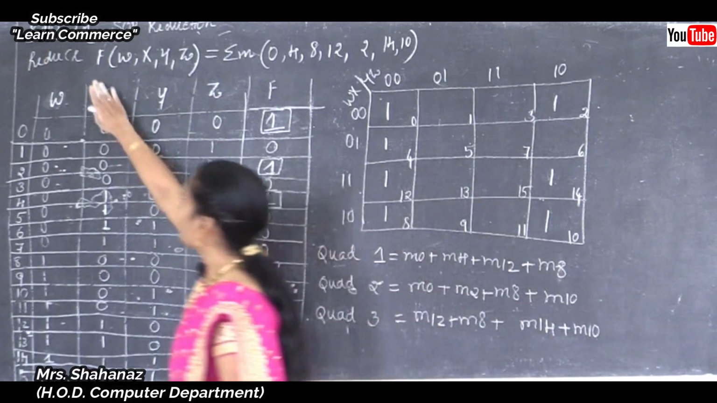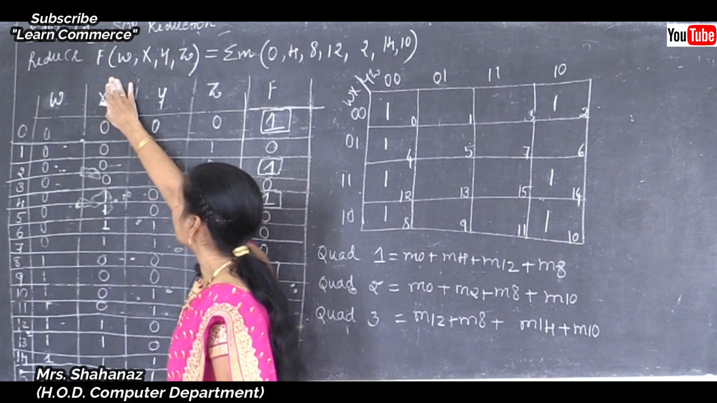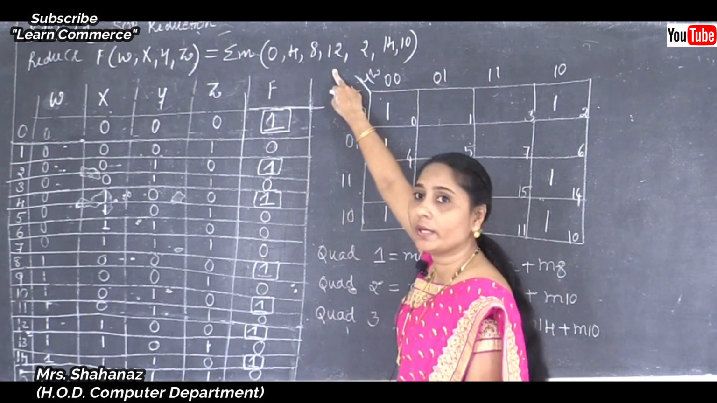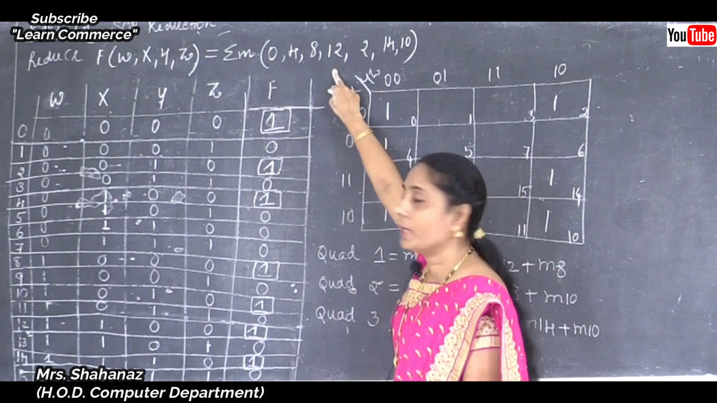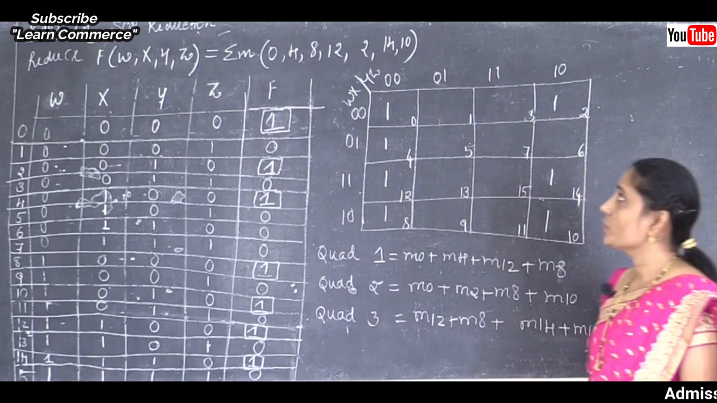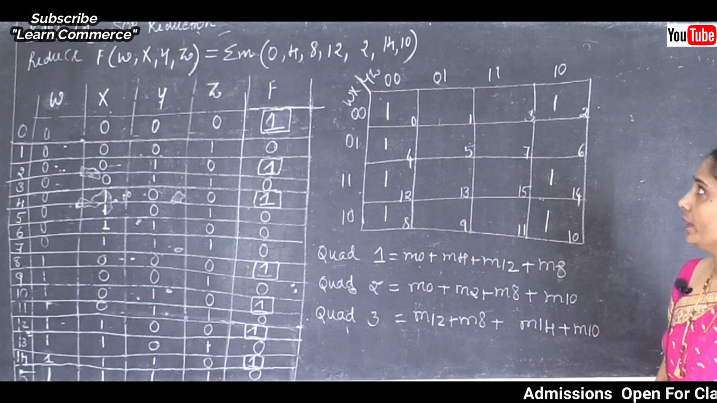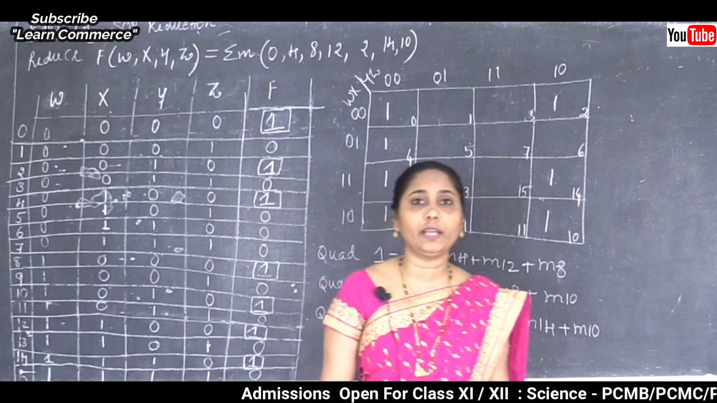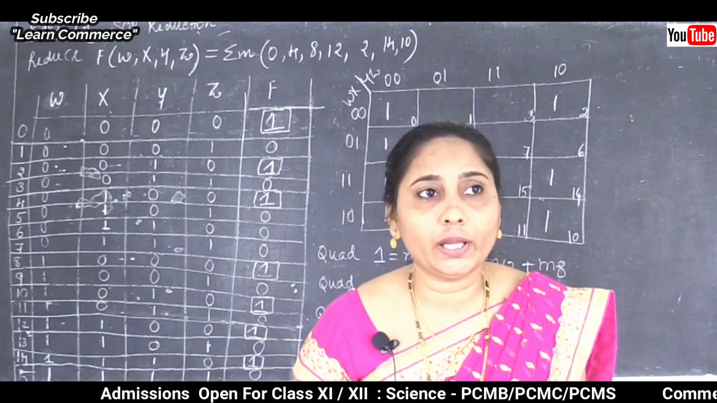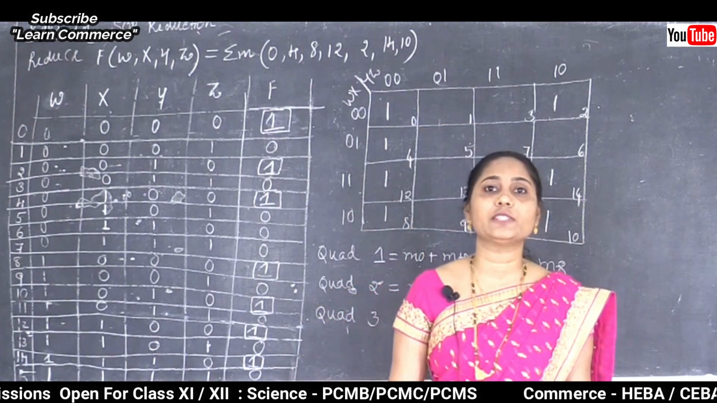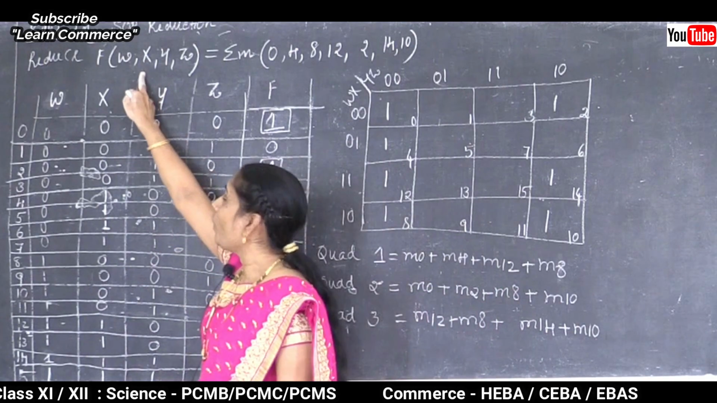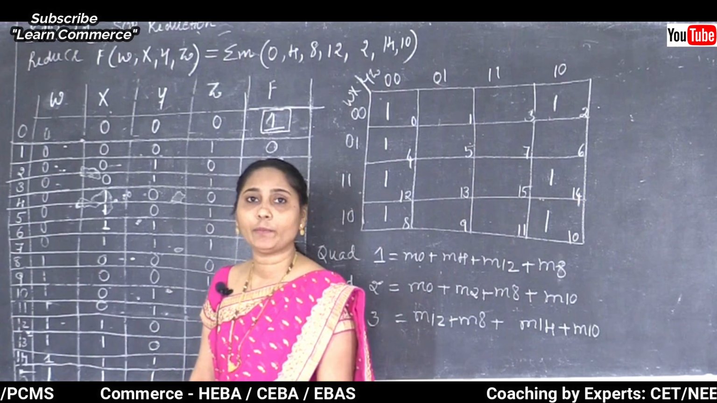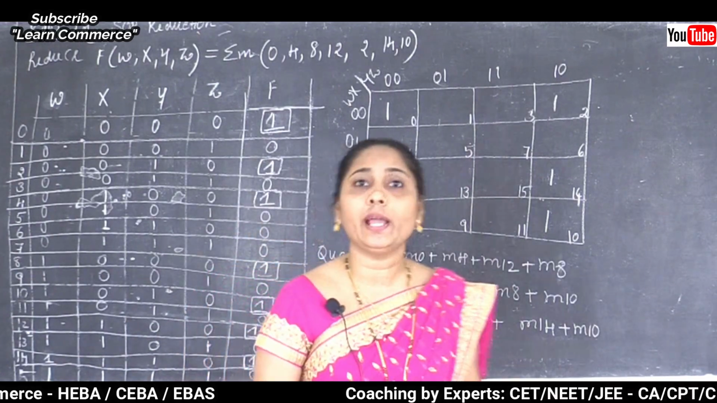The question: reduce the function of W, X, Y, Z, the SOP, and some numbers are already given in the question. The numbers are 0, 4, 8, 12, 2, 14, 10. And our first step, we know that first of all we are going to prepare the truth table, and 4 variables are there. The names of the variables are W, X, Y, Z, as they are provided in the question. We can't change the names of the variables.